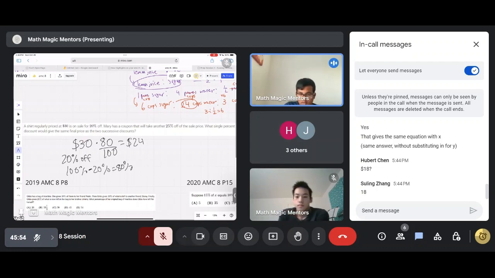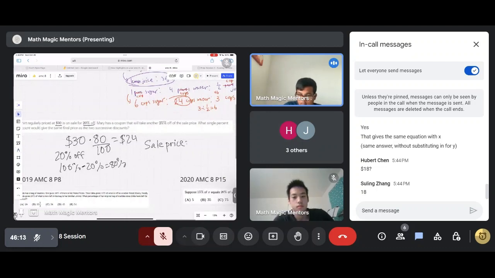Now what Mary will have to pay is a further 25% off the sale price. The price is originally $30. So the sale price is the shirt at 80% of its cost, so it's $24. So $24 is the sale price, and Mary has a coupon that'll take another 25% off. So what's another 25% off? I have to pay 75% of the money, right?